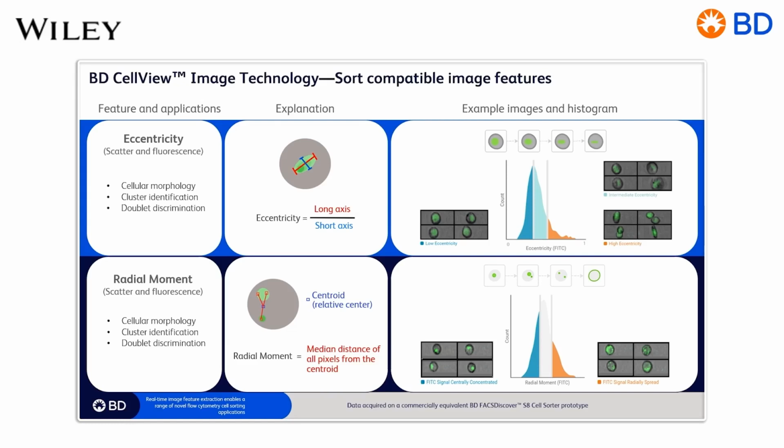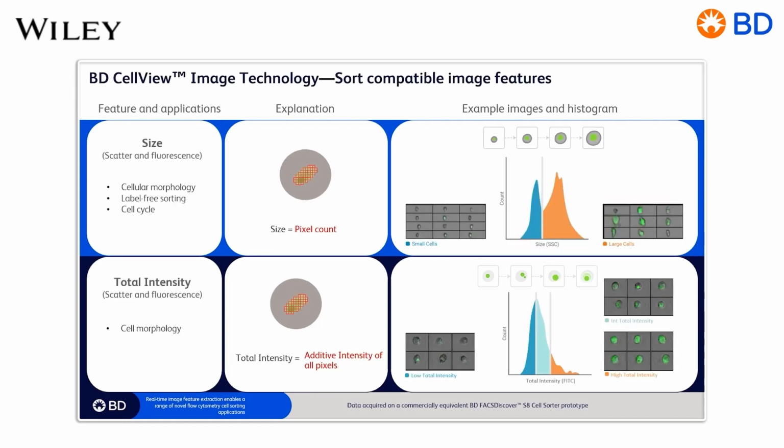So this is also another one that's used in cluster identification, because doublets have a high radial moment because of where that center falls between the 2 cells in a doublet. So cluster identification, doublet discrimination, and then also a number of different cellular morphology assays utilize radial moment. So the next 2 are size and total intensity, and I always put these together because they're similar in a way.